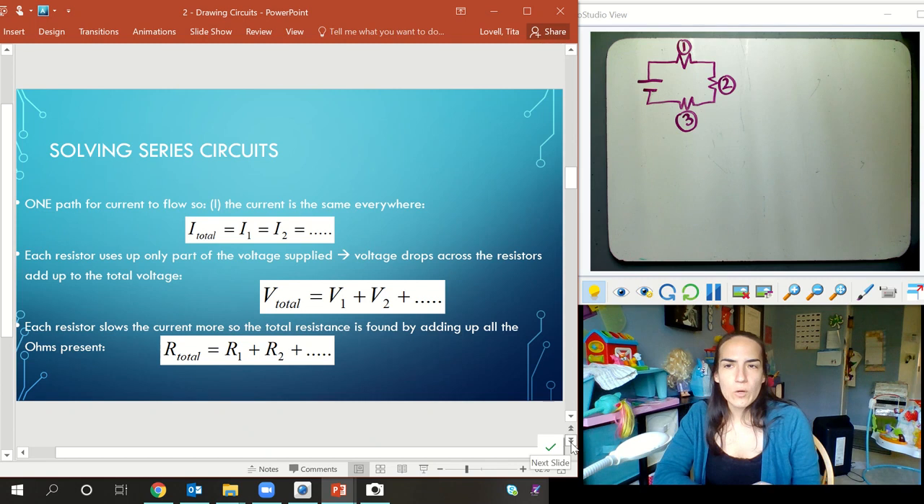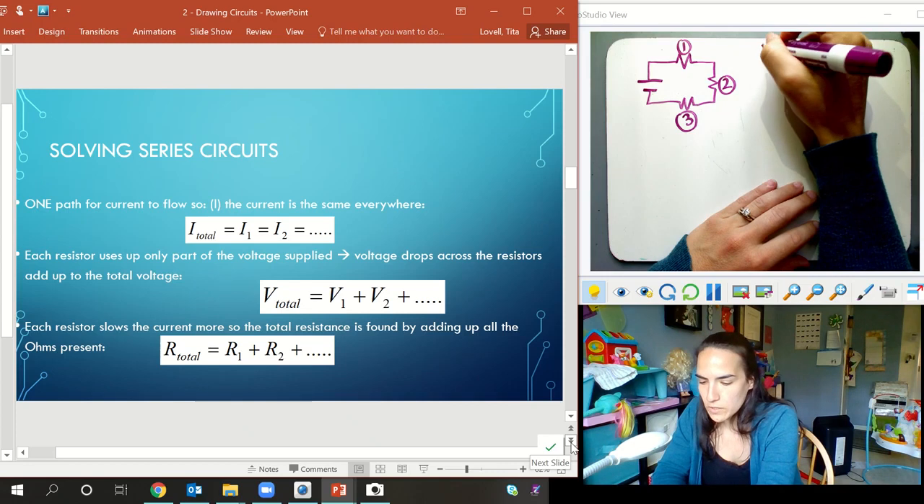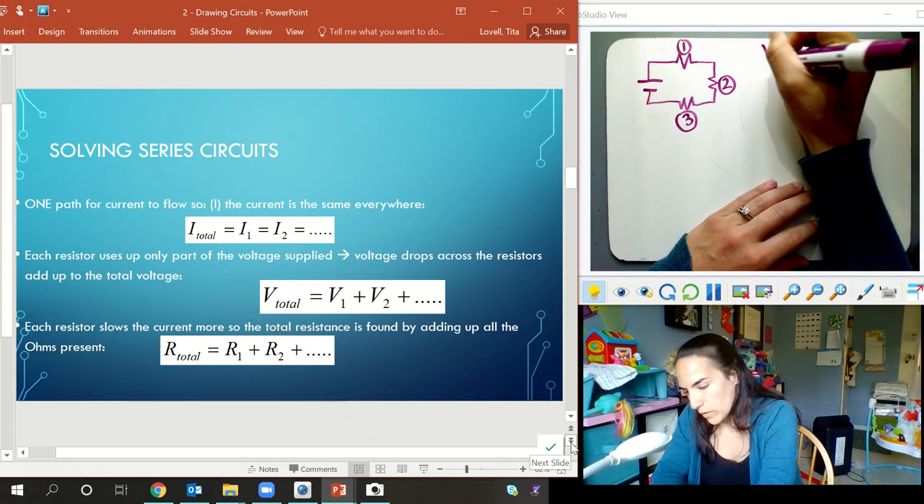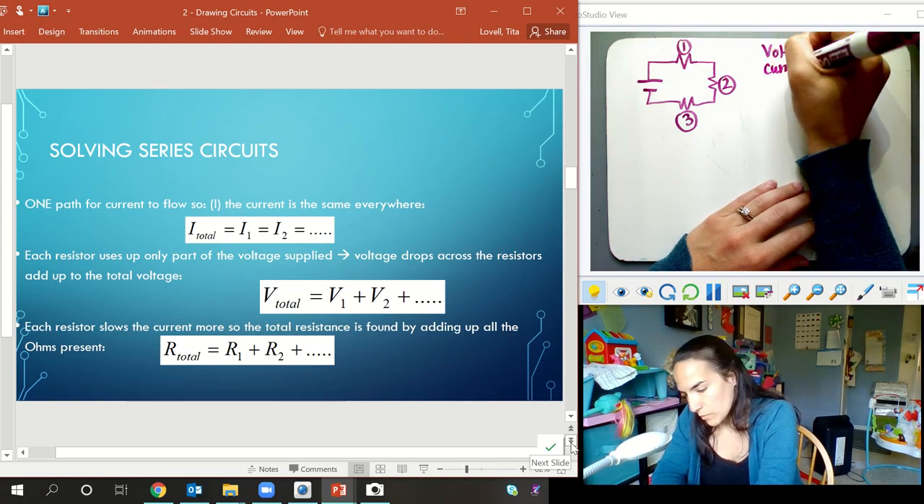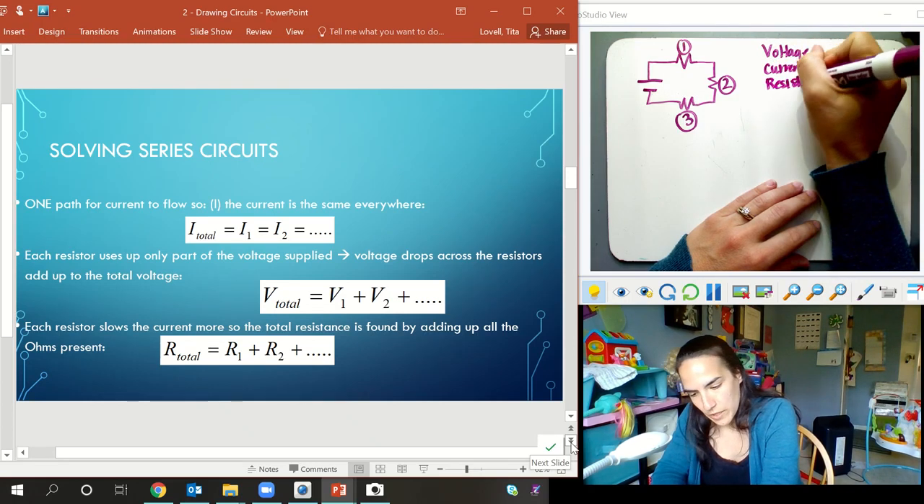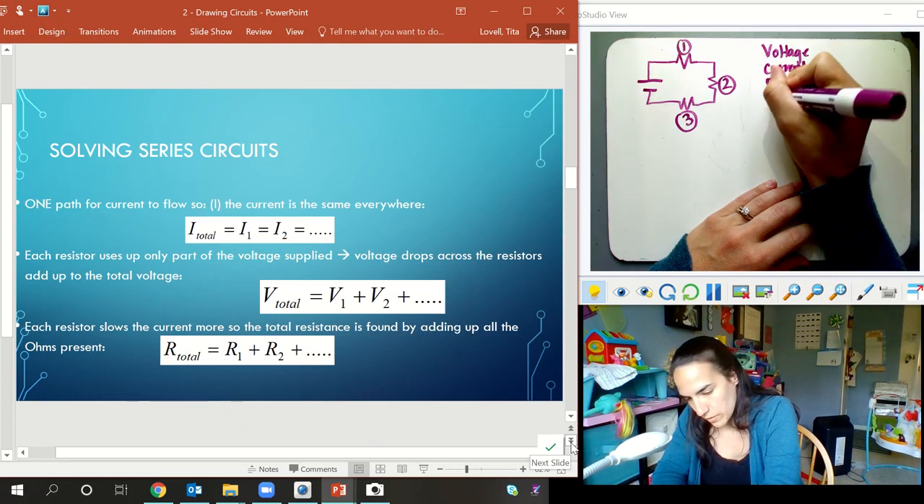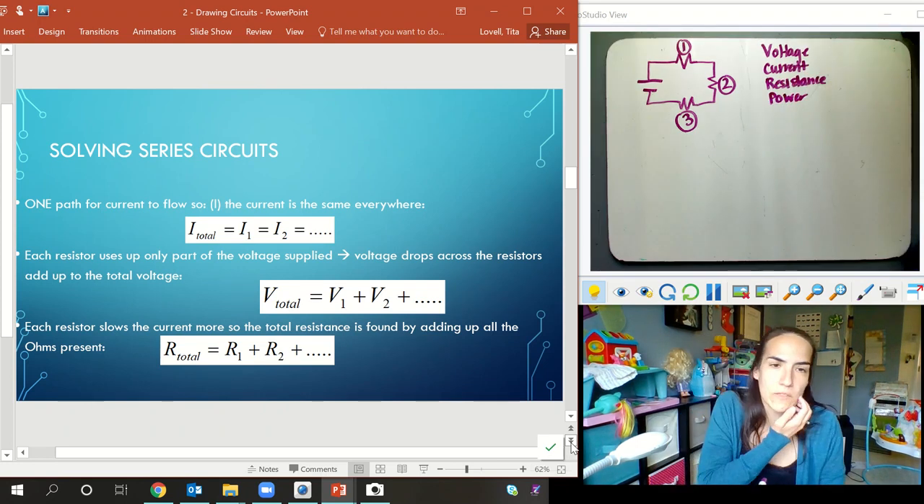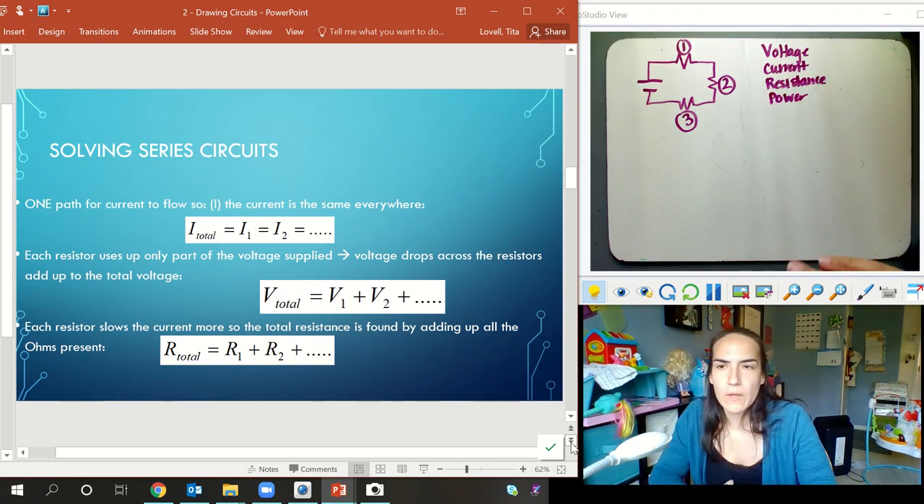All right, so how do we go about solving circuits? We're always looking at what the voltage in the circuit is, what the current within the circuit is, and the resistance in the circuit. And then sometimes you're going to be looking at the power of the circuit also. Not always, but there are times in which we're going to look at that as well. So I just want to mention that.